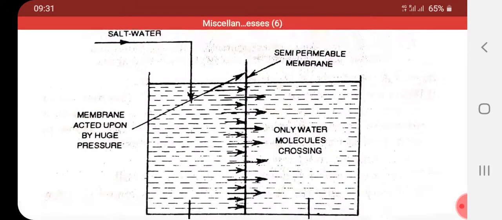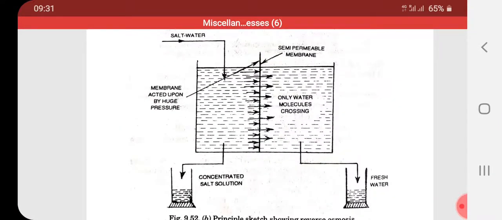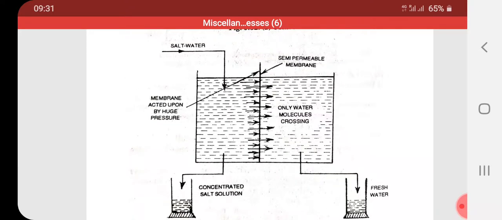This one is a figure showing the reverse osmosis. Here again there are two compartments, left side one compartment, right side one compartment. These two compartments are separated by a semi-permeable membrane, you can see here. In the left compartment salty water is there, that is concentrated solution, and on the right side pure water is there. In this condition, called reverse osmosis, the water from the concentrated solution, that is the salty water, will move towards the clear water.